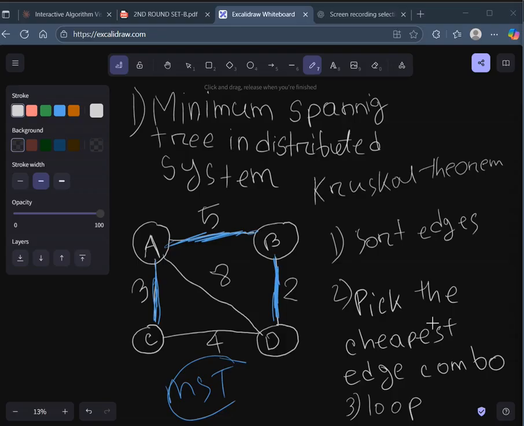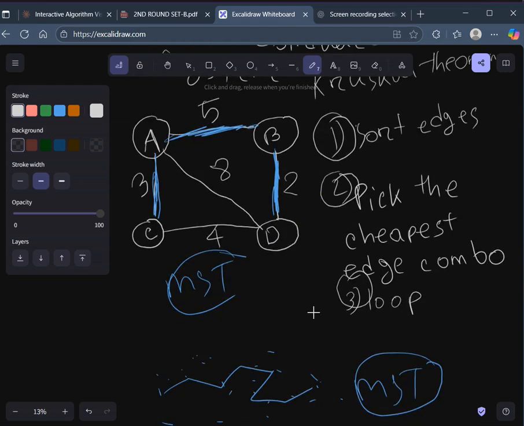First, I will sort the edges from the smallest to the largest, and then I will pick the cheapest edge combination of all of them. I will check if they are in a loop, and if they are not in a loop, then yes, they are in the minimum spanning tree. This right here, from A to C, then A to B, and then from B to D, 3 plus 5 plus 2 is the shortest, cheapest edge combination. So that's why this is an MST.